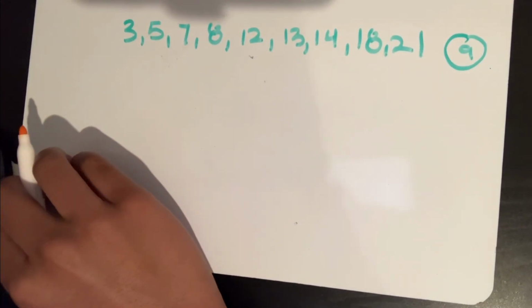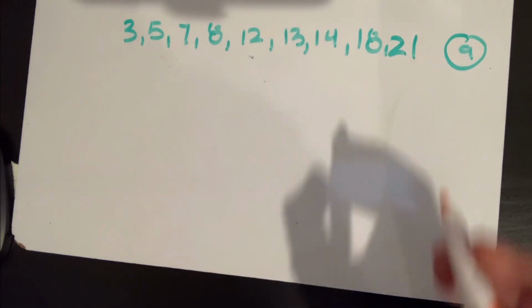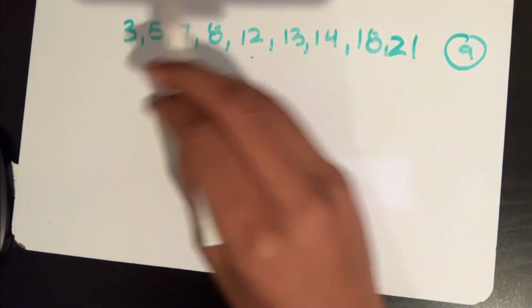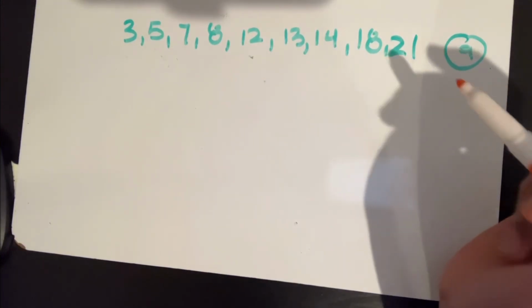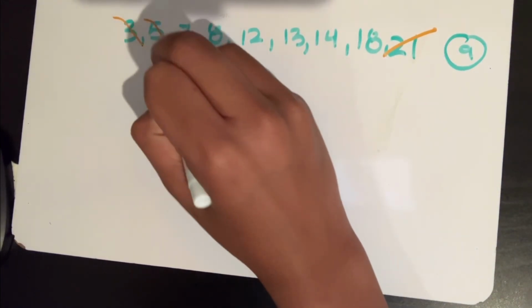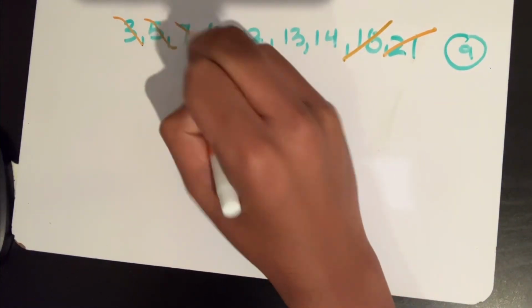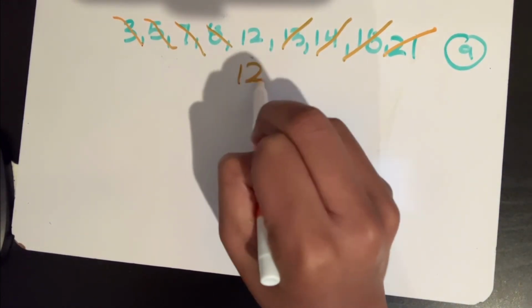Our next step is to find the median. Here's a cool trick to help you find median easier. You cross off a number on both sides equally until you reach one number in the middle. Let's try it out. And we're left with 12 as our median.